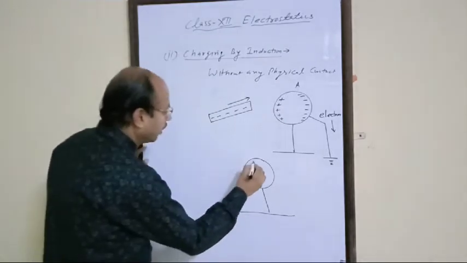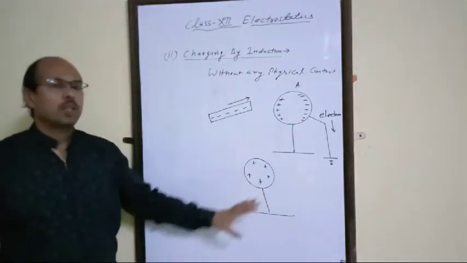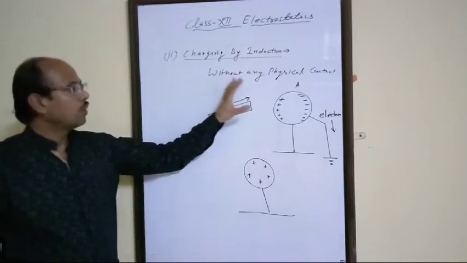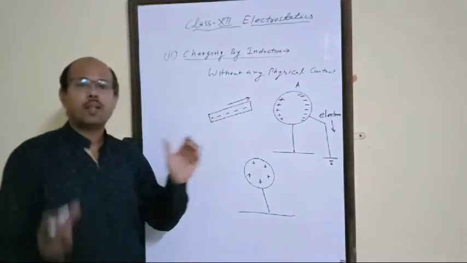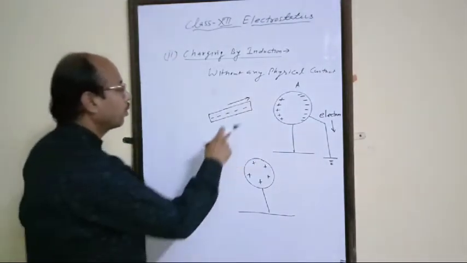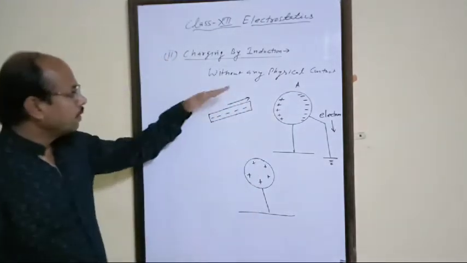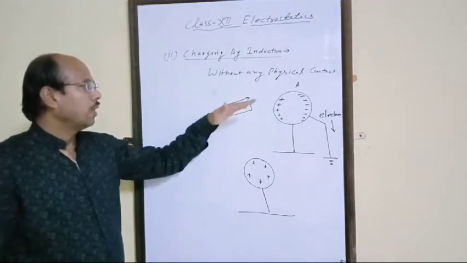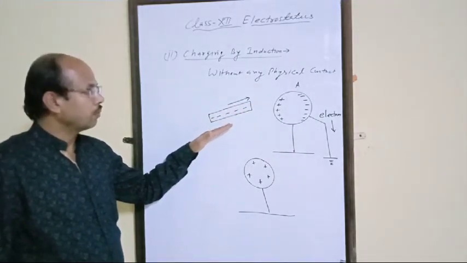The charge will redistribute like this and the body becomes positively charged. So this is how we can charge an uncharged body with the help of a charged body without any physical contact. Here we have not made any physical contact between this and this. Okay? So in this way we can charge an uncharged body with the help of a charged body.